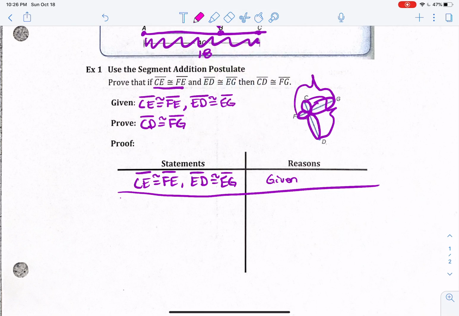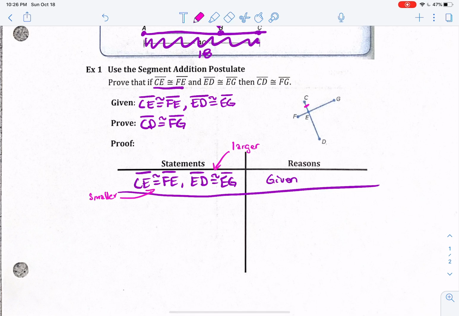Okay, so again, this is kind of the smaller pieces. I'm just going to make notes off to the side. These are the smaller pieces. These are the larger pieces. So the smaller two pieces are the same and the larger two pieces are the same. So this guy's the same as that one. This one's the same as that one. So we're trying to prove that the entire lengths are the same.